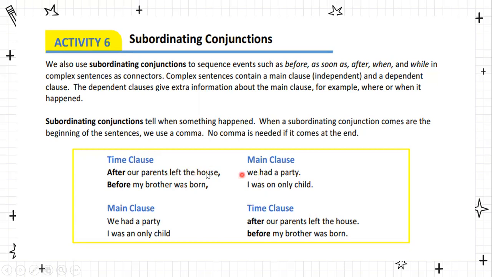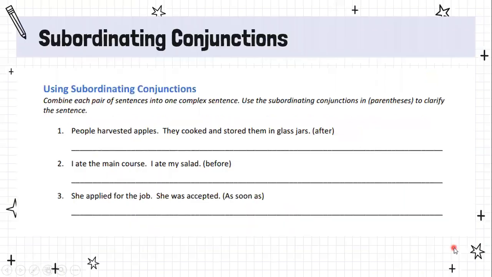Remember, we have one independent clause that has a subject, a predicate, and a complete thought, and one dependent clause that does not have a complete thought or a subject or a predicate, okay? So the second example: I was an only child before my brother was born. Here the subordinating conjunction before came in the middle, so there's no need to add a comma.